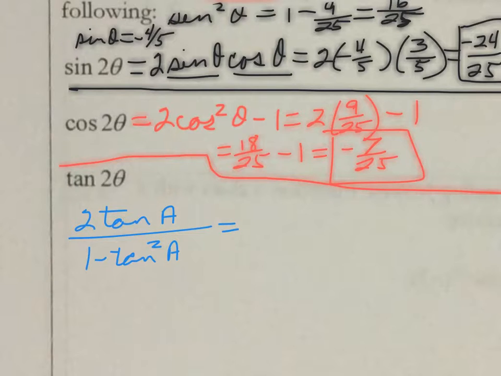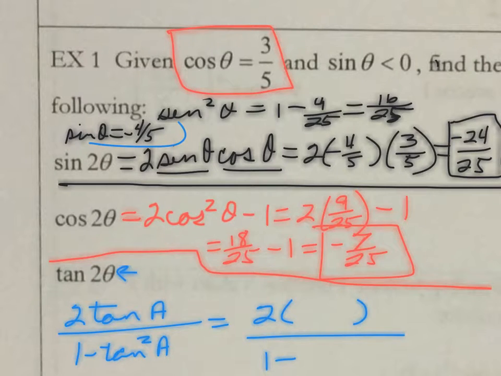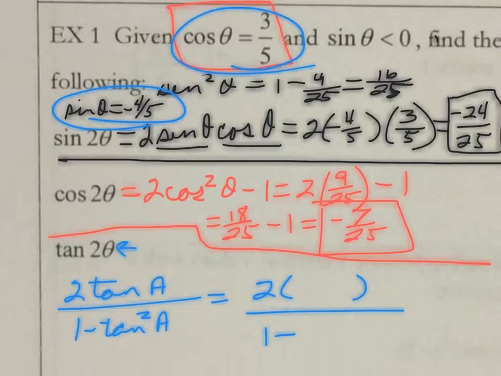Okay, so that's going to be 2, and I have to go figure tangent of theta. I used A there, but really it's theta because we got theta on this problem. Over 1 minus, and we'll have to figure tangent of theta and then square it. Well, tangent is sine over cosine, and we already figured earlier in the problem that sine of theta was negative 4/5, and we were given that cosine of theta is 3/5. So tangent will be negative 4/5 over 3/5.